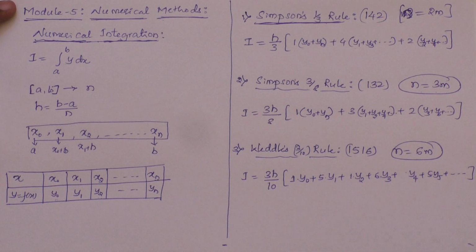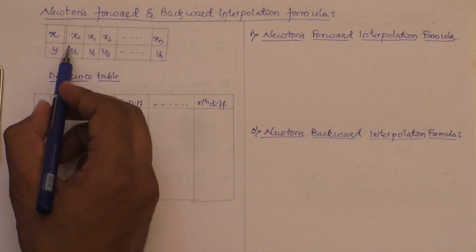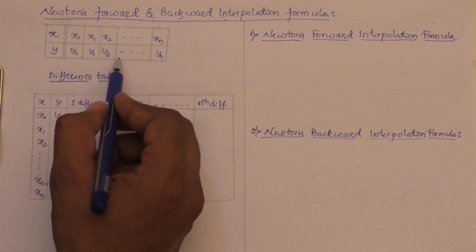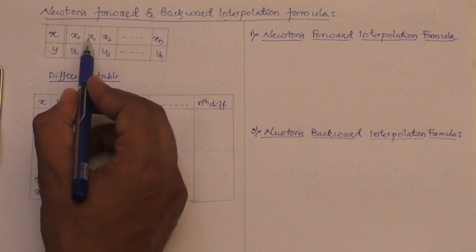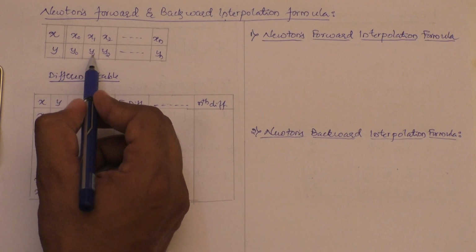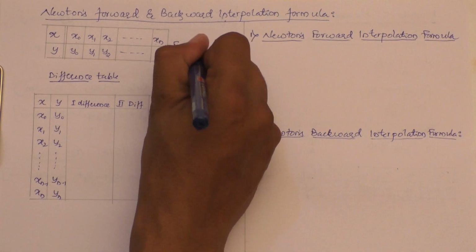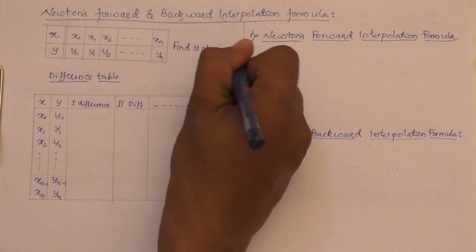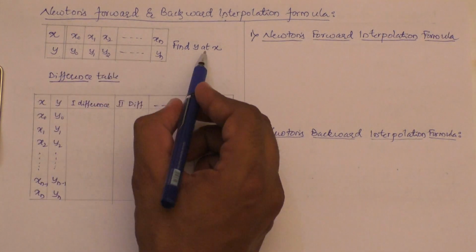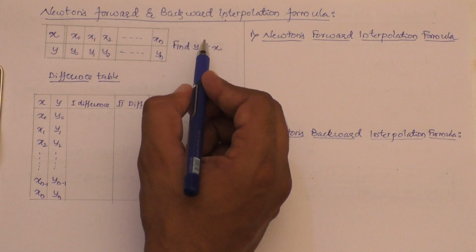We apply Weddle's rule. Now let us understand how to write Newton's forward and backward interpolation formulas. These formulas are applicable for a given set of x and corresponding y values. Whenever the x values are x0, x1, x2, up to xn, and the corresponding values of y are y0, y1, y2, up to yn, and the question is to find y at some x which is not there, in this case you need to go for forward and backward interpolation formulas.